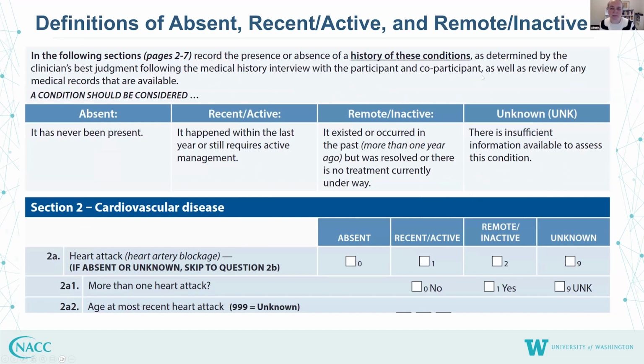Then when we get into the meat of the form, we are coding conditions in a similar way to UDS version 3. Conditions are coded as absent if they've never been present; recent or active if they happened within the last year or still require active management; remote or inactive if they occurred in the past, more than a year ago, but were resolved or there is no treatment currently underway; or unknown, if there is insufficient information available about a condition. And this applies through the remainder of the questions.